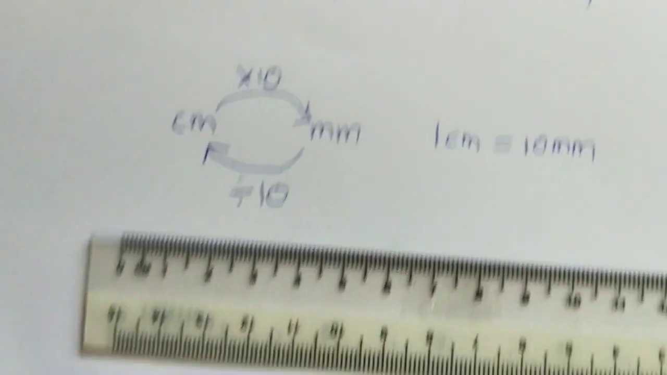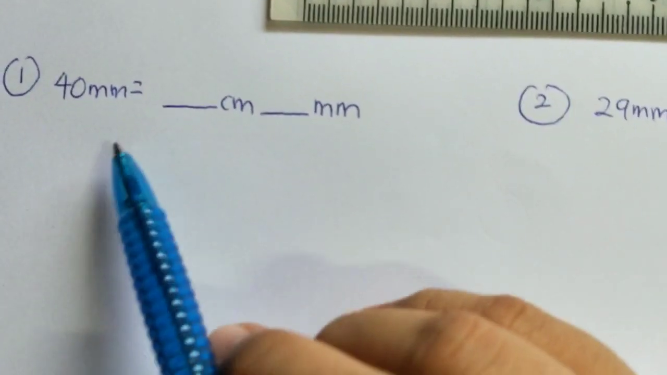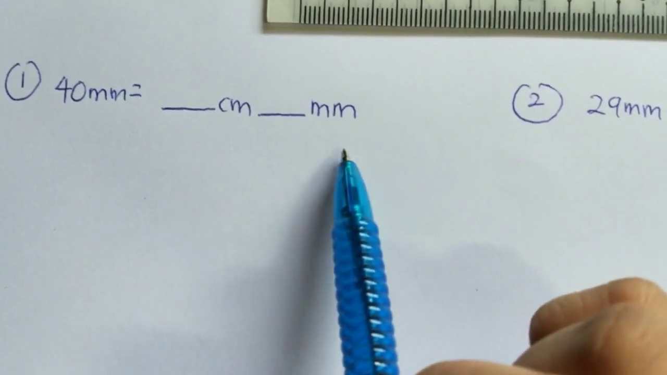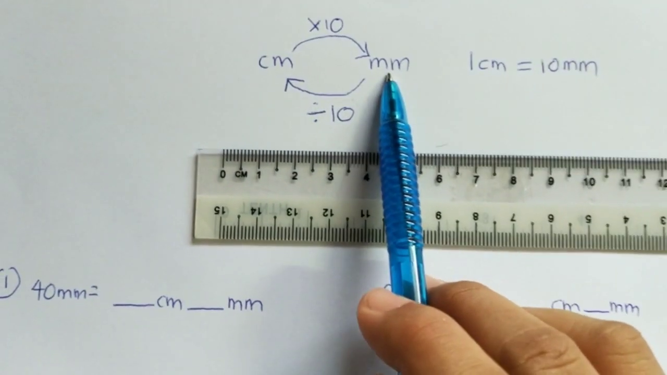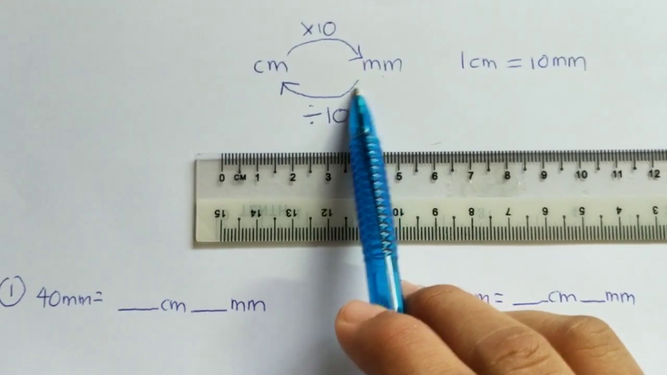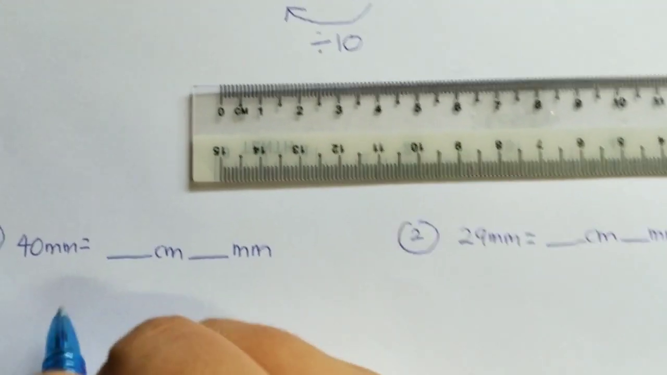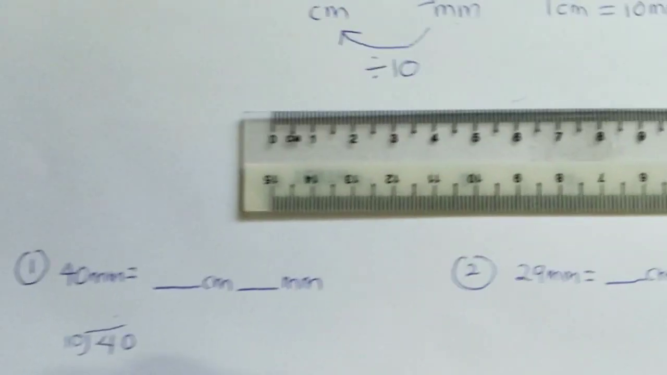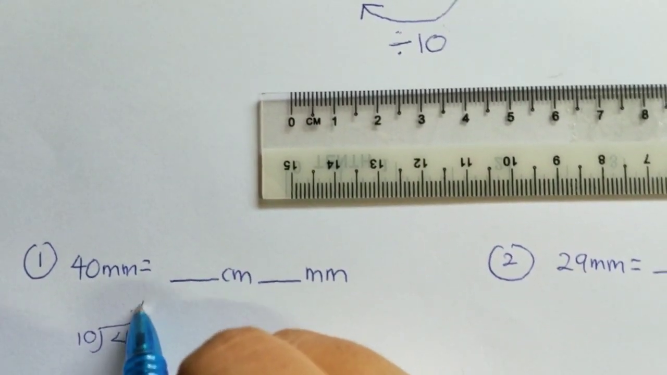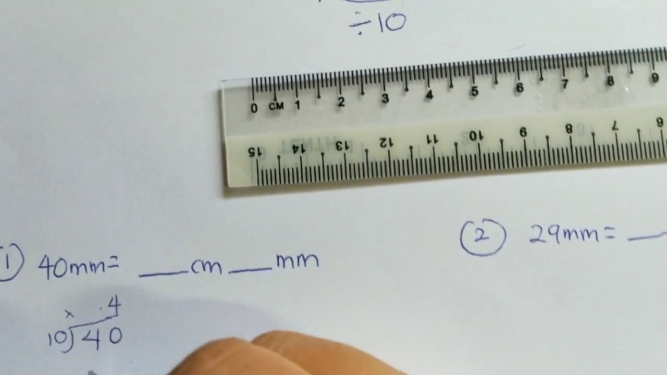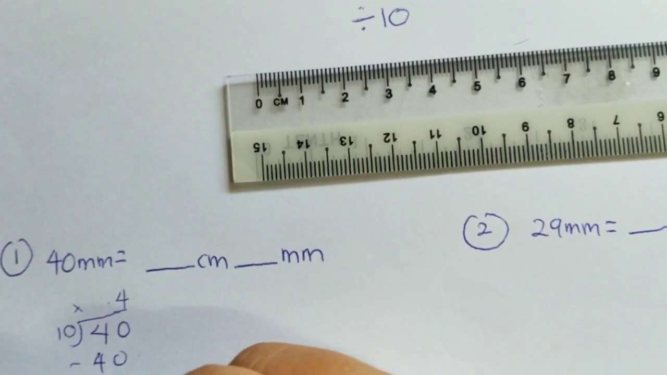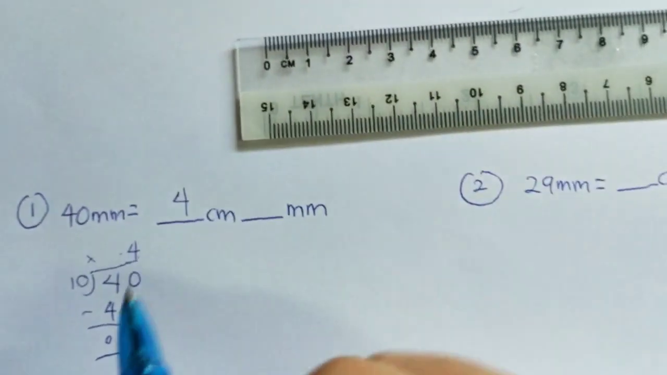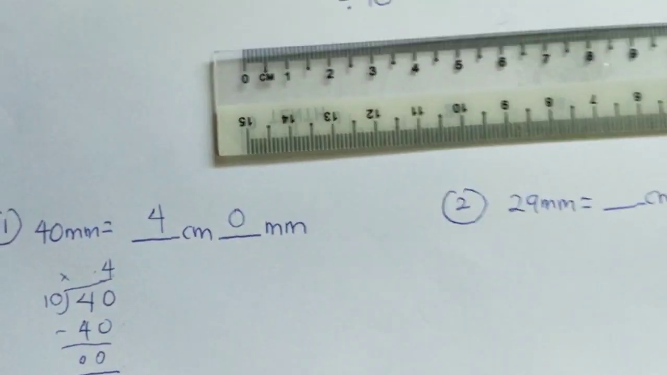Okay, so let's try this first example. Here, you have 40 millimeter. You need to convert this 40 millimeter into centimeter and millimeter. So, millimeter to centimeter, what do you need to do? You need to divide. So, here, you do the working. 40 divided by 10 is 4. 4 times 10 is 40. So, 40 minus 40, 0. Here is the answer. You have 4 centimeter and 0 millimeter.